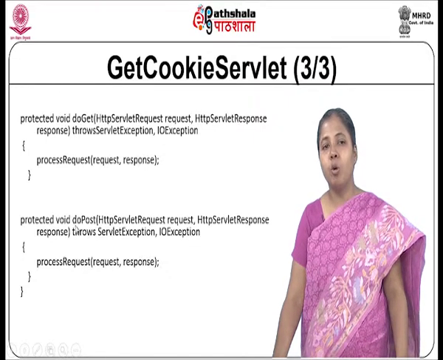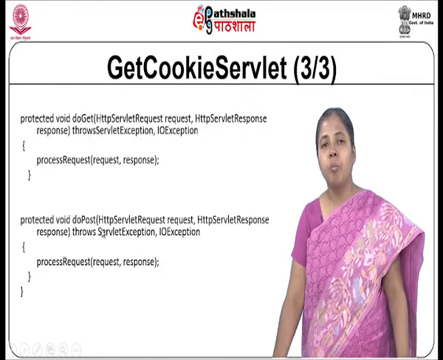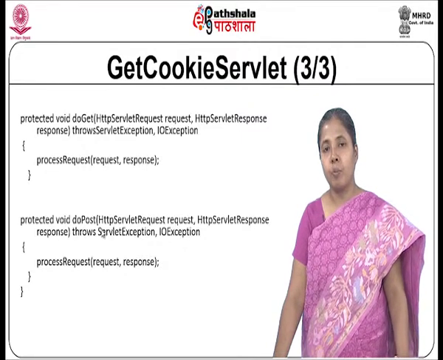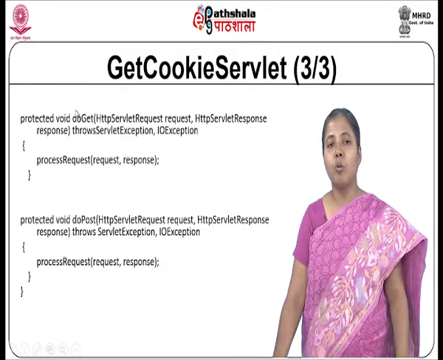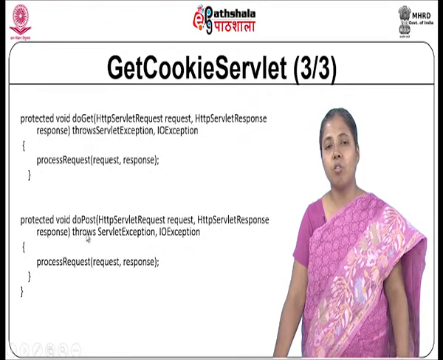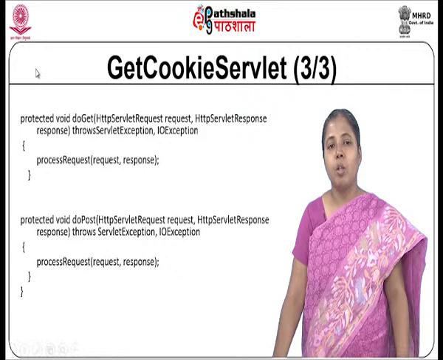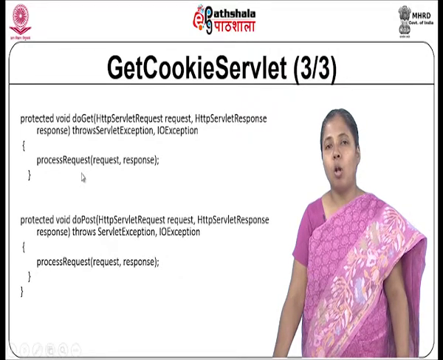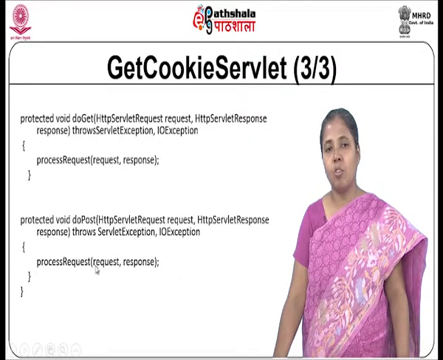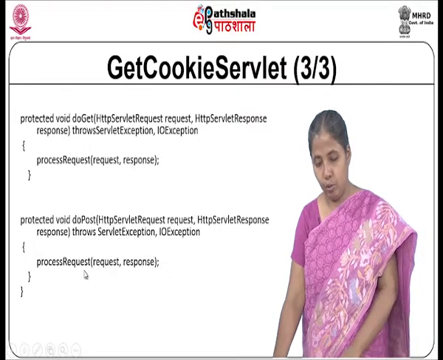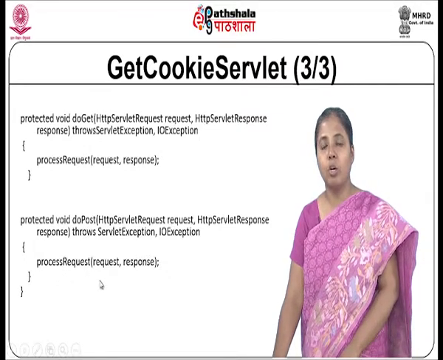We have defined both the methods do get and do post, which means that in the form you can either make a request as a get request or a post request. If it is a get request, it would invoke the do get method. If it is a post request, it would invoke the do post. Both will do the same thing. So, from a do get you make a call to this method called process request, and from a do post you make a request to the process request. So, either this method or this method would get invoked.